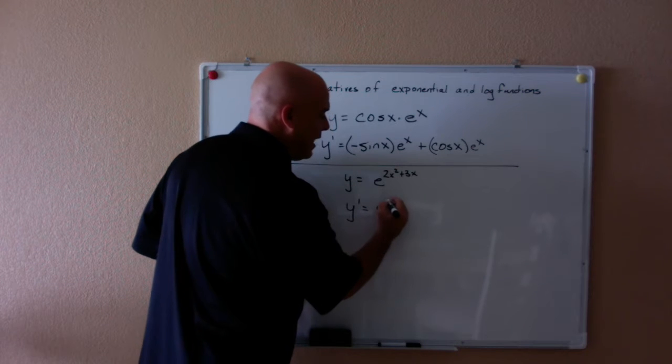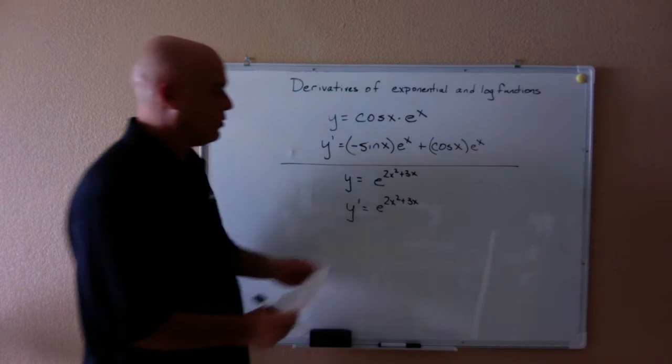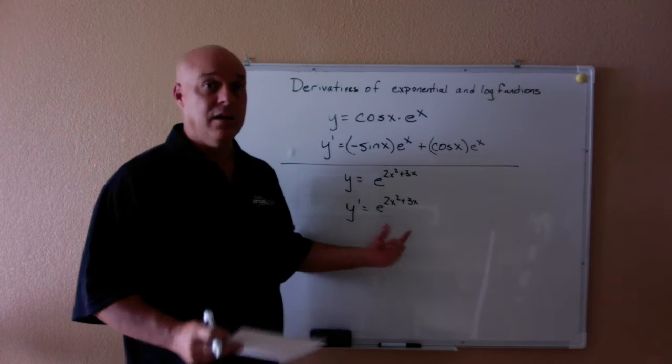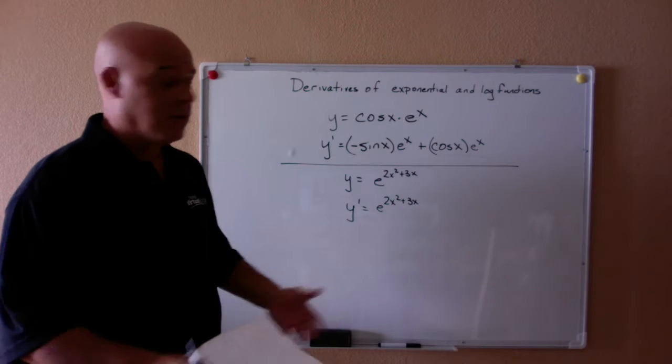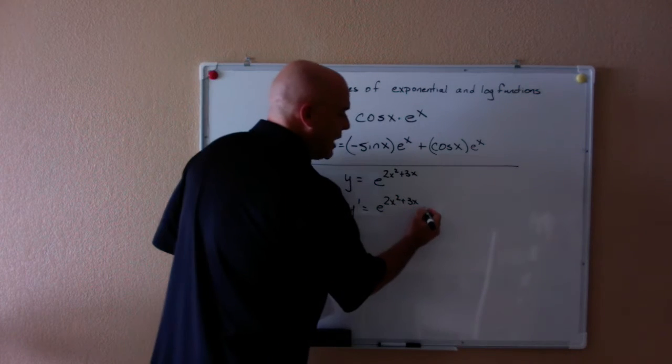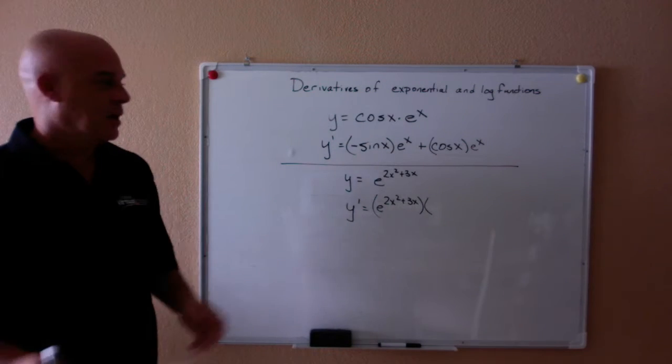So I'm going to leave that as e to the 2x squared plus 3x. Taking the derivative of that doesn't change anything, because I'm just taking the e to the something. The derivative of e to the something is e to the whatever that thing was. But the chain rule requires that I multiply that times the derivative of that inside function.